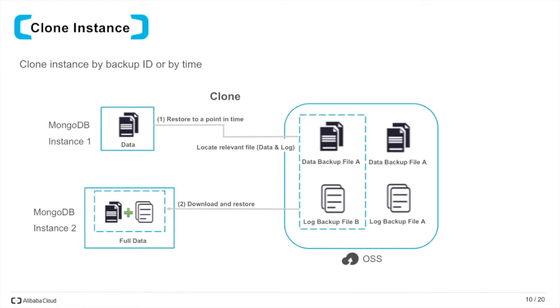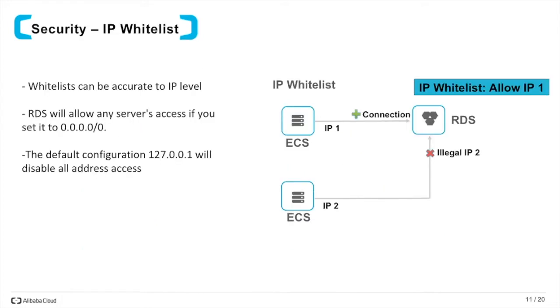I will move on to talk about the security of RDS for SQL Server for the next 4 slides. RDS has a major focus on security, and this is to guarantee the security of instances before, during, and after deployments. The RDS IP whitelist acts as a firewall for your instance before a response is made to any request. Whitelist can be accurate to the IP level, and only the server with its IP on a whitelist can access RDS.